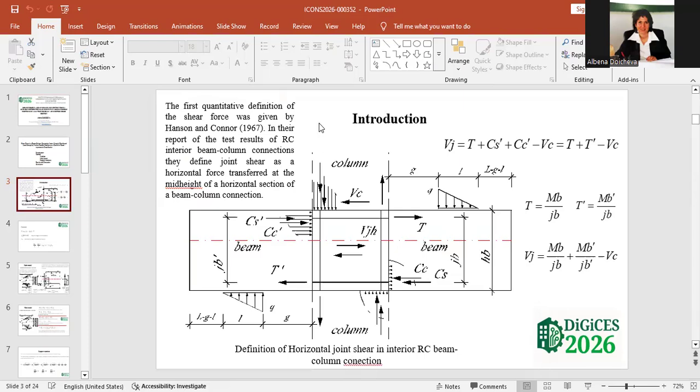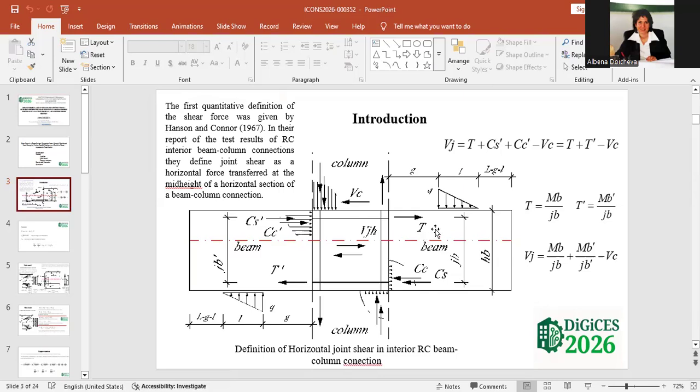In 1967, Hansen and Connor gave us the first quantitative definition of shear force. This is the horizontal force transferred at the mid-height of a horizontal section of the beam column connection. This force is composed of a few forces, like tensile force on the top reinforcement bar of the beam, compressive force on the bottom reinforcement bar of the beam on the other side of the column, and compressive force of concrete.